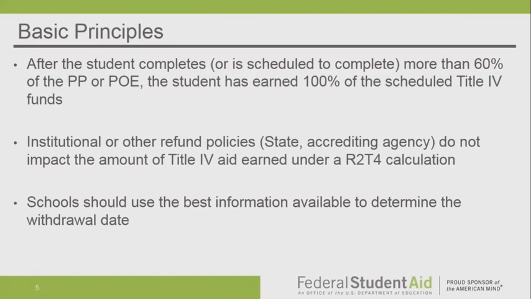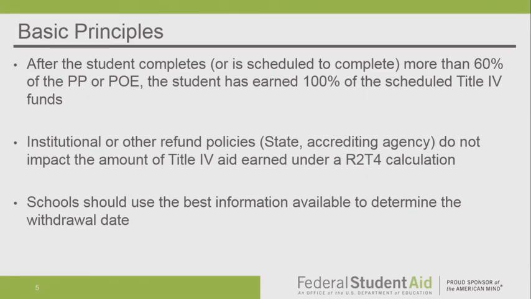Some other really important, I would say vital, principles to the R2T4 process. If a student completes or is scheduled to complete more than 60% of the payment period or period of enrollment, based on your calculation, that student has earned 100% of their aid for that payment period or period of enrollment. Note that when we say more than 60%, what we mean is 60.01%. And that's the amount that they need in order to have earned 100%. If they've earned exactly 60%, according to your calculation, they're still going to have an amount unearned, 40%.